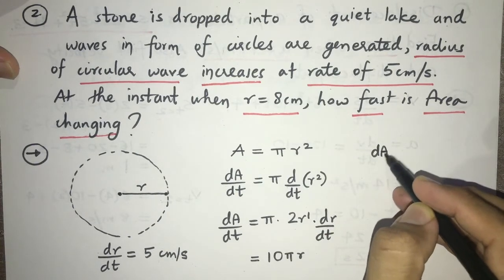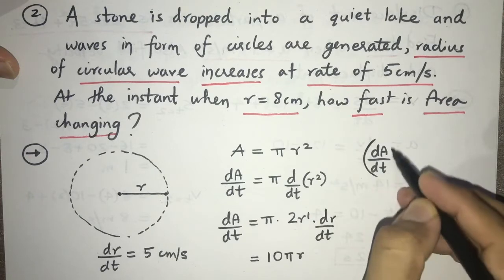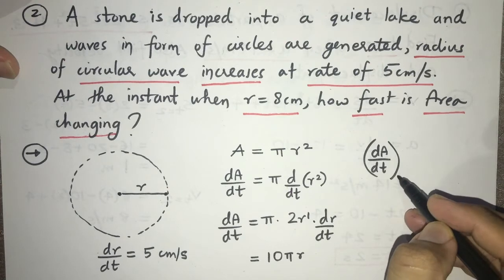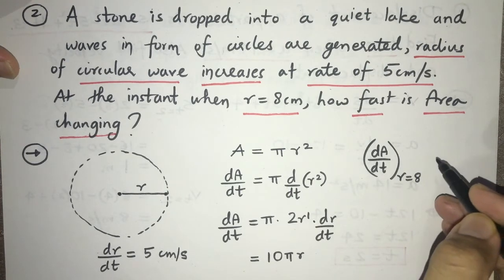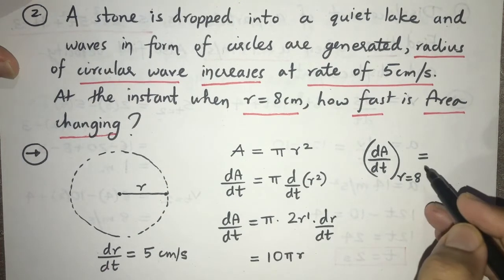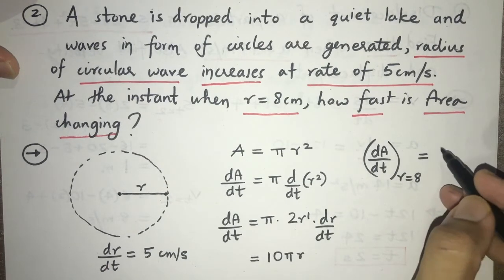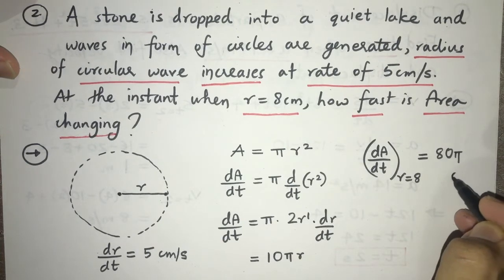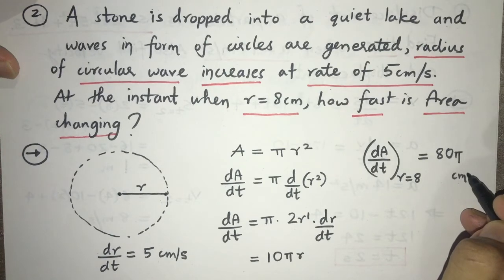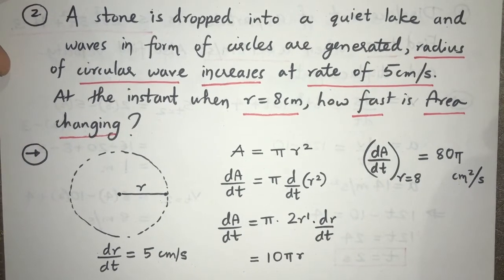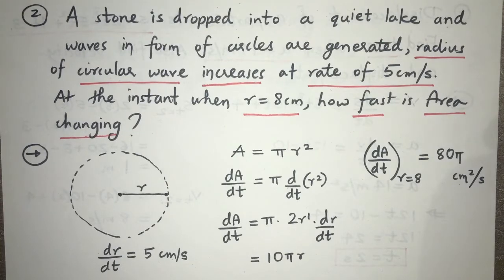Now they have said to find out the rate of change of area, right? How fast is the radius changing? How fast is the area changing? So we can put r as 8 centimeters here, and after putting r as 8, the answer becomes 80 pi. Units you can put as centimeter square per second. Answer will be 80 pi.